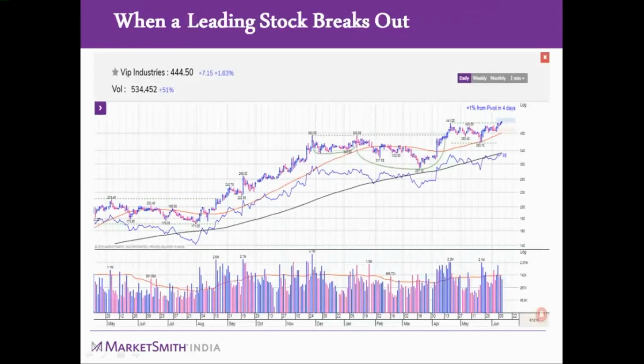Now, this is an example of what happens when a leading stock breaks out. VIP Industries is a mid-cap stock, but this stock has faced no correction. In fact, when the market was going down, this stock silently built a new base pattern, not with much base depth. From the highs of 441, it corrected to 365, but then it again had a good bounce from its 50-day line. So again, showing characteristics of a leading stock: good support at the 50-day line, not correcting much when there was carnage in mid cap and small cap stocks.